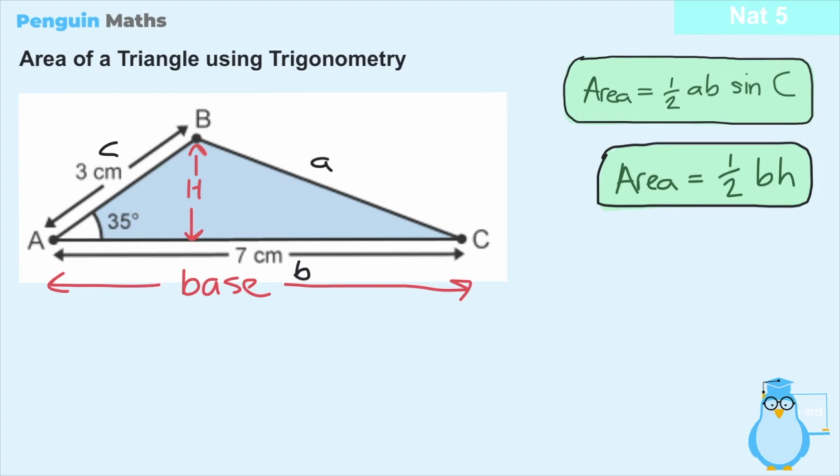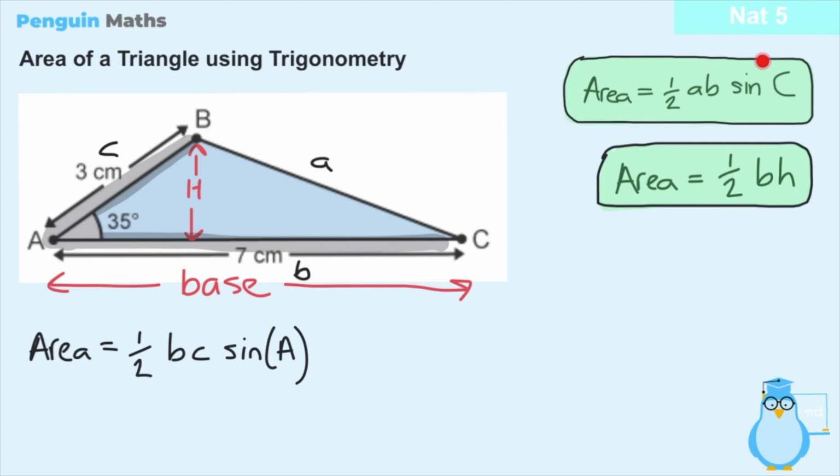And we said that in order to figure out the area using trigonometry, we had to know two sides, like these two here, and also an included angle in between. And that meant our equation for this triangle became a half multiplied by BC multiplied by the sine of angle A. So I'm just going to use this equation instead of this one here.